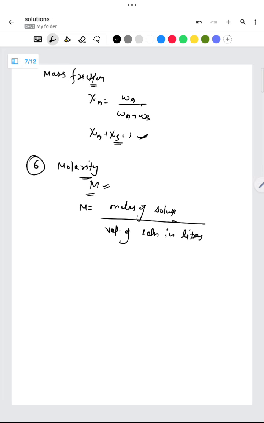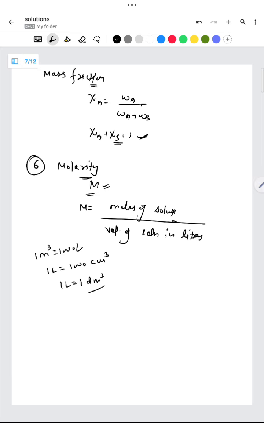अगर हमारे पास जो सॉल्यूशन का जो वॉल्यूम है वो लीटर्स में नहीं है, then we can convert it into liters. For example, 1 meter cube contains 1000 liters, and 1 liter contains 1000 centimeter cube, and 1 liter is equal to 1 decimeter cube.